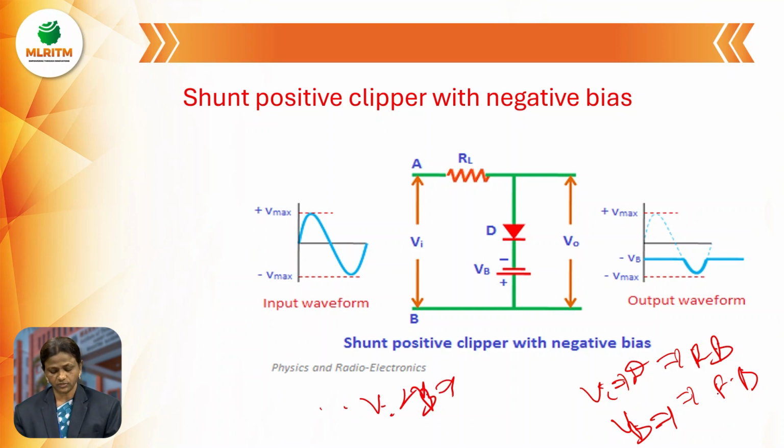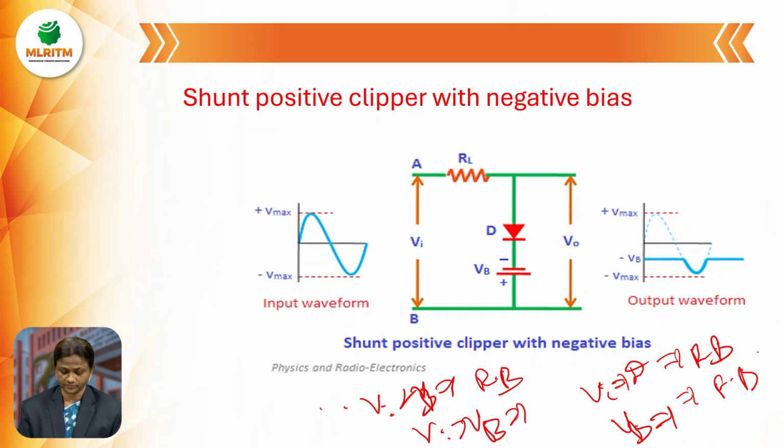When Vi less than VB, which voltage is high voltage? Vi. Whenever Vi is high voltage, due to Vi, diode D is in reverse bias. So when Vi less than VB, diode D is in reverse bias. Next. When Vi greater than VB, which voltage is high voltage? When Vi less than VB, which voltage is high voltage? VB voltage. Due to VB, diode D is in forward bias.